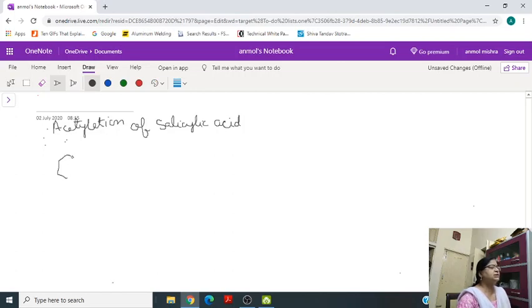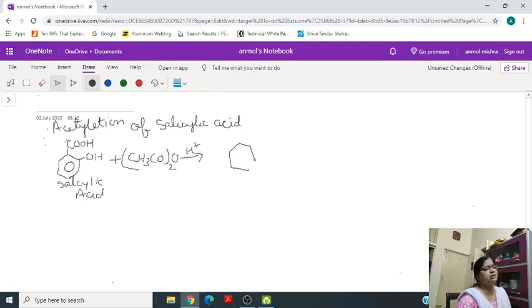Salicylic acid is 2-hydroxybenzoic acid. 2-hydroxybenzoic acid is only called salicylic acid. When it undergoes acetylation, that is, when it reacts with acetic anhydride in the presence of acid, it forms acetyl salicylic acid.